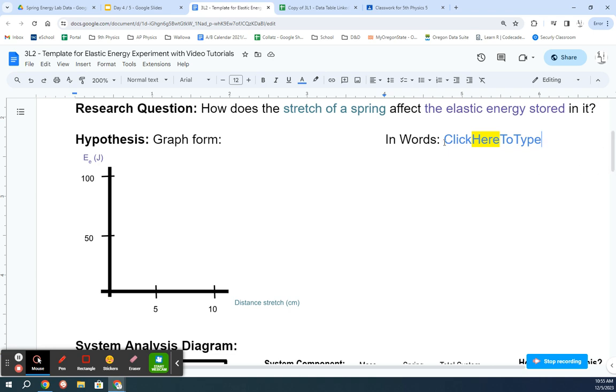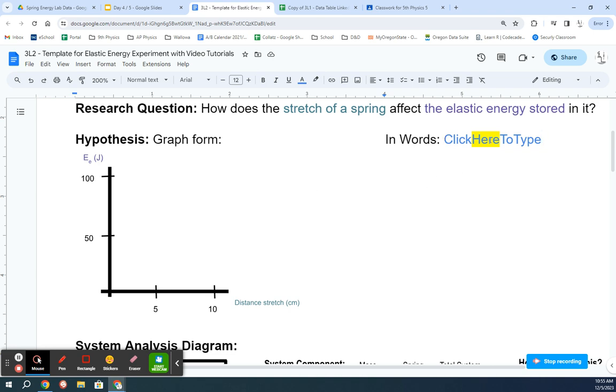Right? So if we increase the stretch of the spring, the elastic energy will, and then what do you think? Do you think it's going to increase? Do you think it's going to decrease? Do you think it's going to stay the same? So as you stretch the spring more and more, is it going to store more energy? Is it going to store less energy? Or is it going to store the same amount of energy?